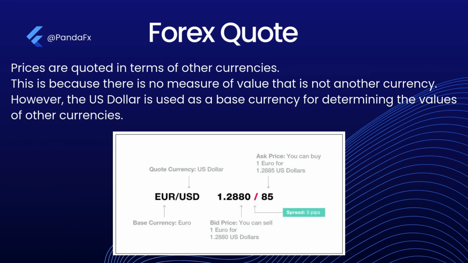So if we have 1.28803, now the 3 is points. So when that 3 reaches 10, instead of writing 10, it will go back to 0, and then you add 1 to the 4th number after the decimal point. So that's 1 pip increase. So that's about the bid and the ask.